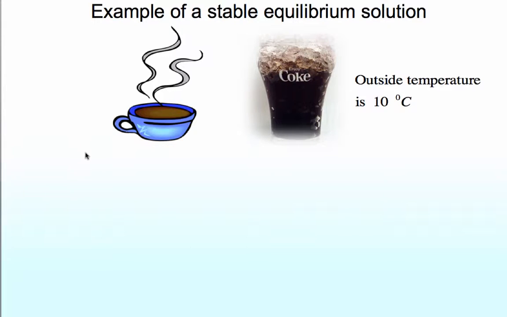Now, what possible equation could describe such a situation? Here's something that'll work. dT/dt, that is to say, the rate at which the temperature T is changing with time, is proportional to minus (T minus 10). So you can see that if the temperature T is greater than 10 degrees centigrade, then dT/dt will be negative. So the temperature will decrease with time.